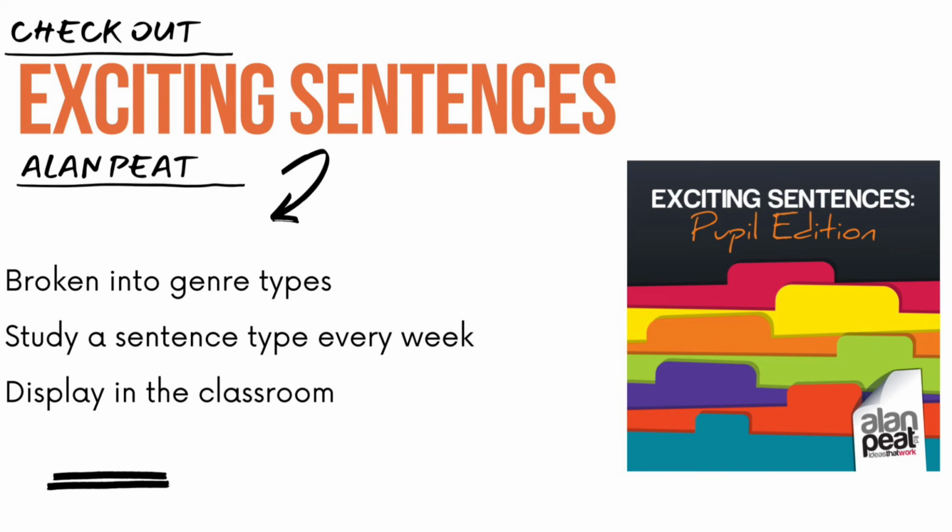It breaks down about 50 sentence types into different genres that you could use to make your own writing more exciting. So what we do is each week we study one sentence type. It will be one that the pupils can use in the block of writing we're studying though. And we explore the rules of the sentence, i.e. the punctuation and the types of words used before we create an example as a class.